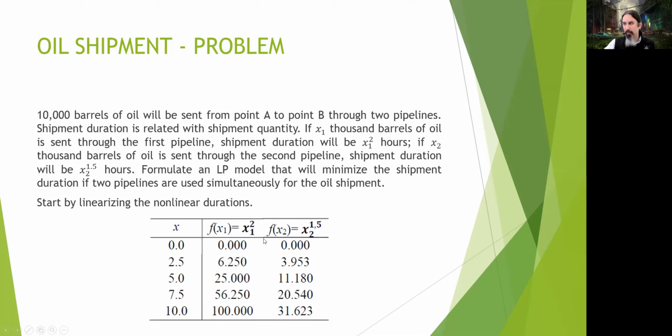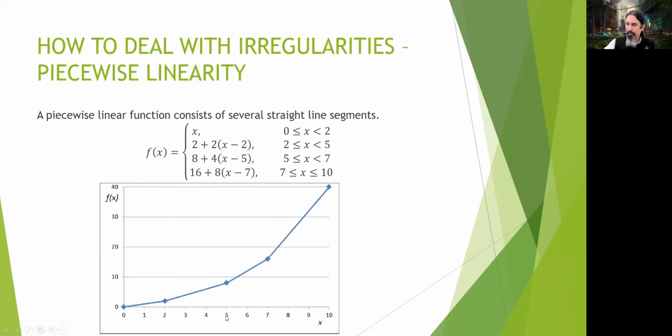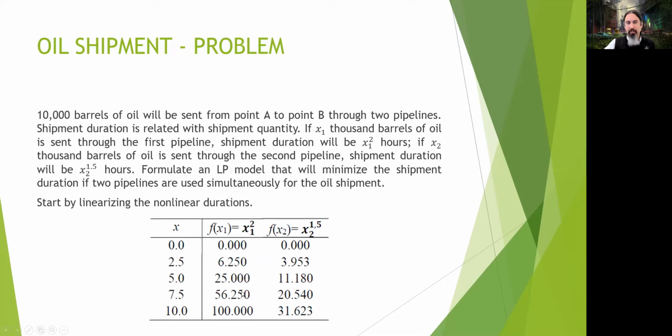So you can just say, okay, I will just calculate those points. These are my critical x values, just like in here. And now I'm going to calculate my critical y values. Now, from here I can see that if I send every drop of oil through the first pipeline, it will take 100. We are just saying that it's 10; this is not 10,000, but 10. The thousands are omitted. 100 hours, for example. If I send all through the second pipe, it's going to take 31 hours.